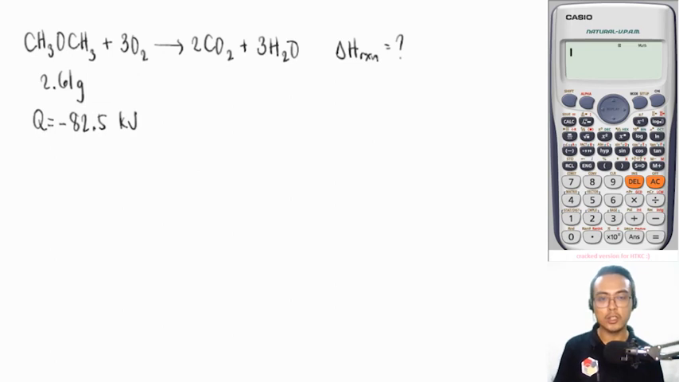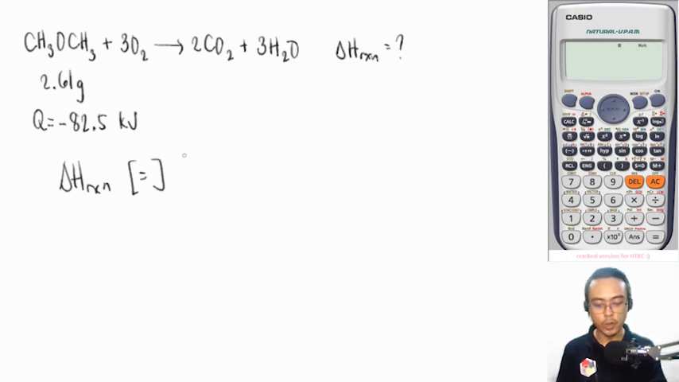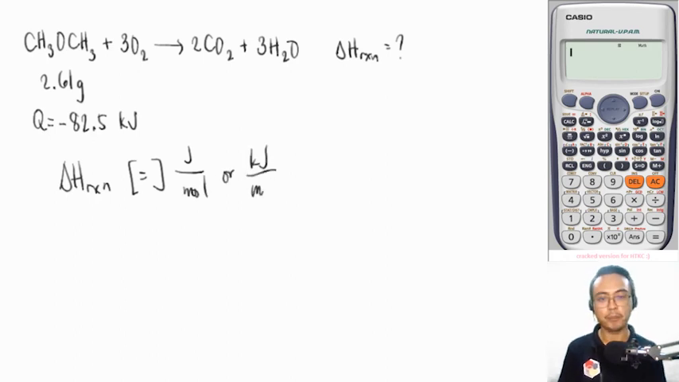Okay, our solution to this problem is very straightforward. When you are solving for the enthalpy of the reaction, you simply imagine what the units of the enthalpy of reaction are. The normal units of enthalpy of reaction are either joules per mole or kilojoules per mole. Now, if I'm giving you the chance to choose whether you want to use joules per mole or kilojoules per mole, you might want to use kilojoules per mole because your Q is already given in kilojoules. So there's no need for us to convert.